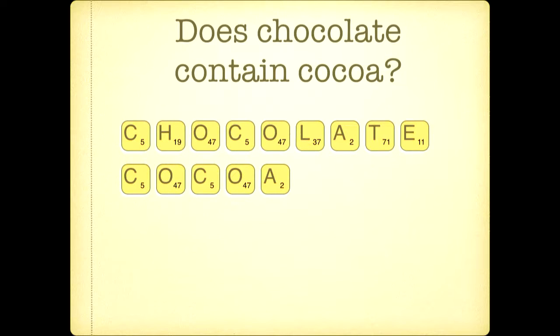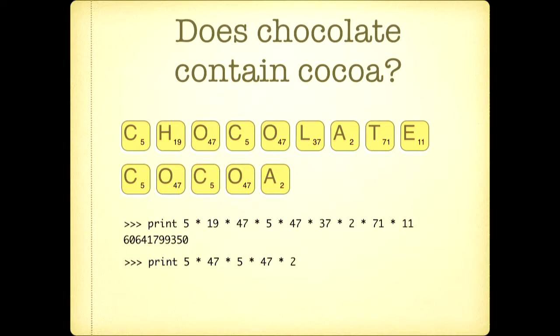So does chocolate contain cocoa? Let's use mathematics and Python to figure this out. So we take chocolate, 5 times 19 times 47 times 5, using Python, trivial, it's that number. So what about cocoa? Well, cocoa is 5 times 47. Well, that's a much easier one. It's 110,450. So if 110,450 divides into the top number without a remainder, well, let's use Python once again. Find the remainder when we divide it. 0. We have used Python to prove that chocolate contains cocoa.